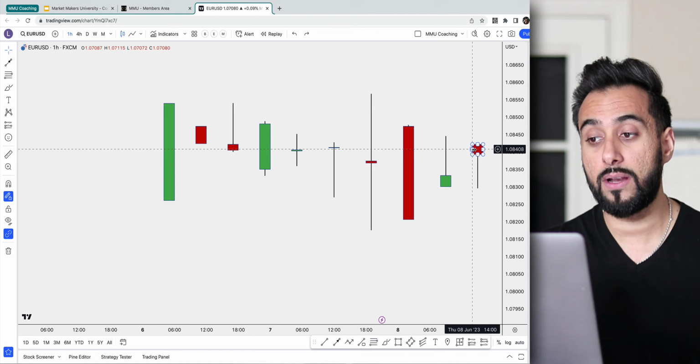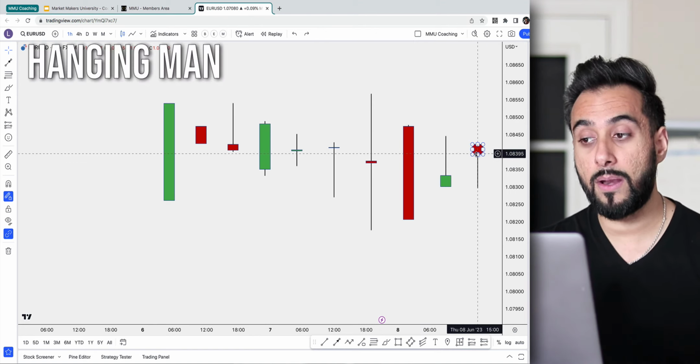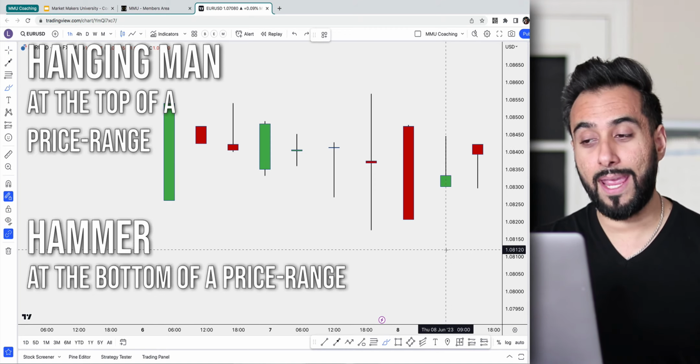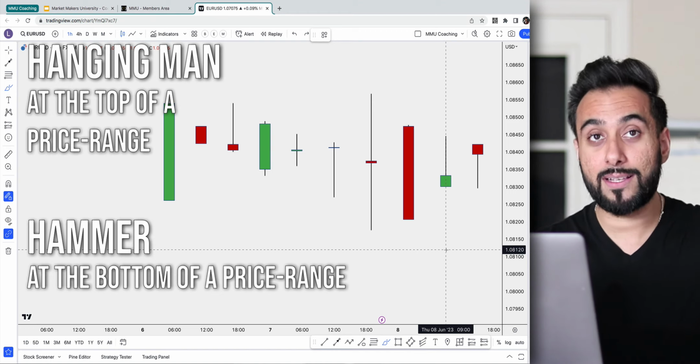This next candle over here, same concept as the previous one. This could be considered a hanging man or a hammer. Let me explain. If someone's hanging, which is a very morbid example, someone's hanging, they're usually hanging somewhere high, right?